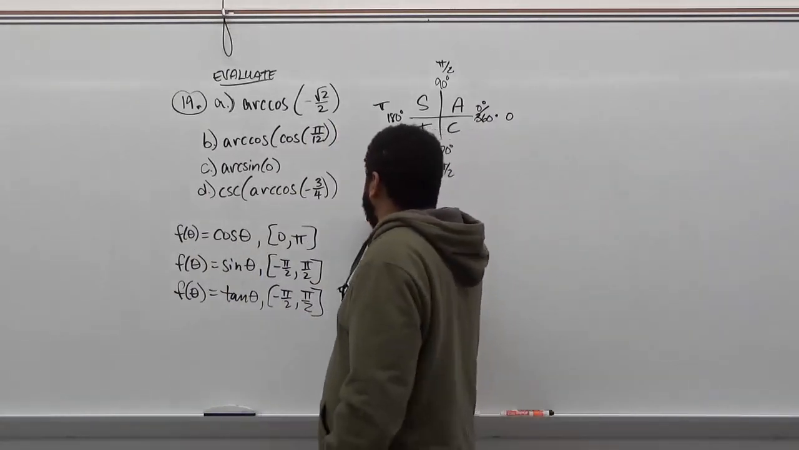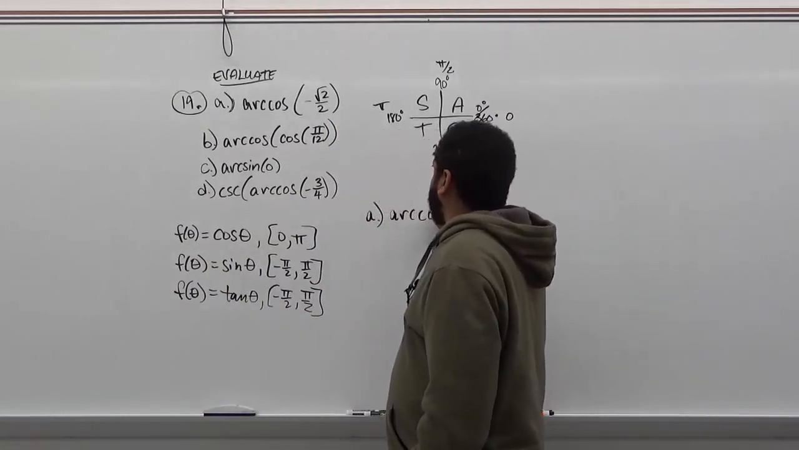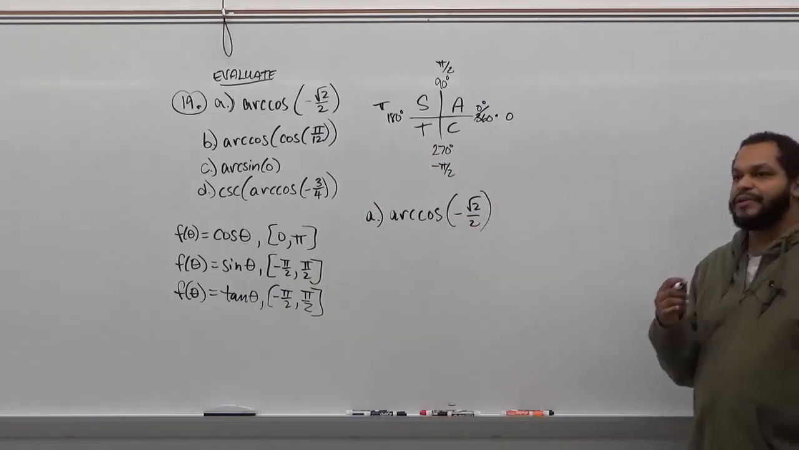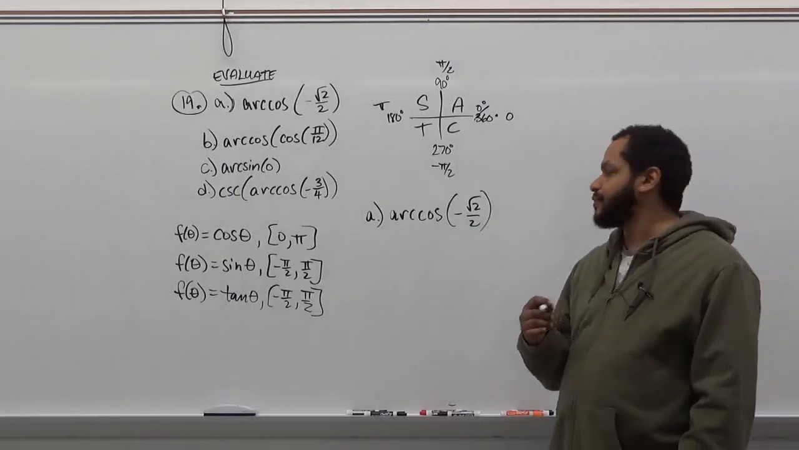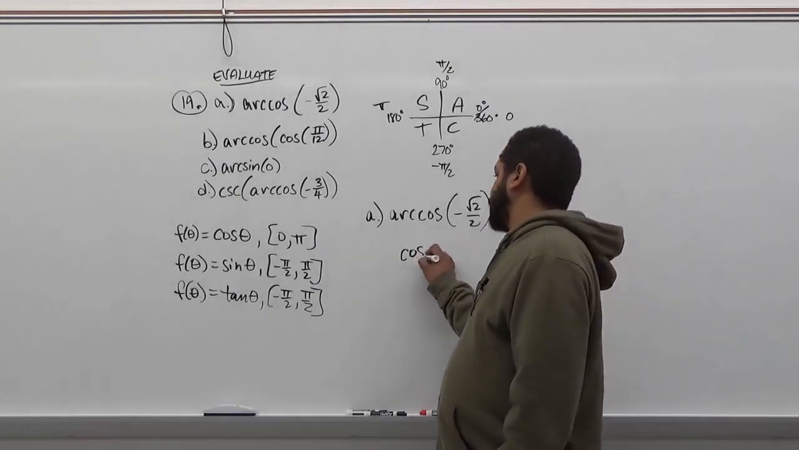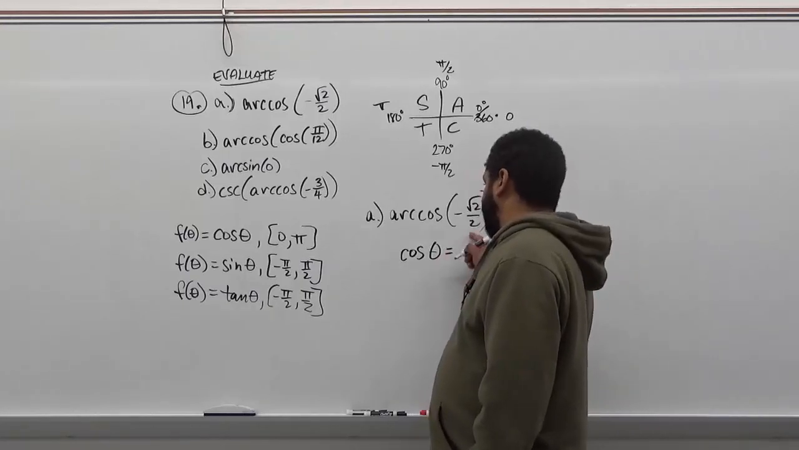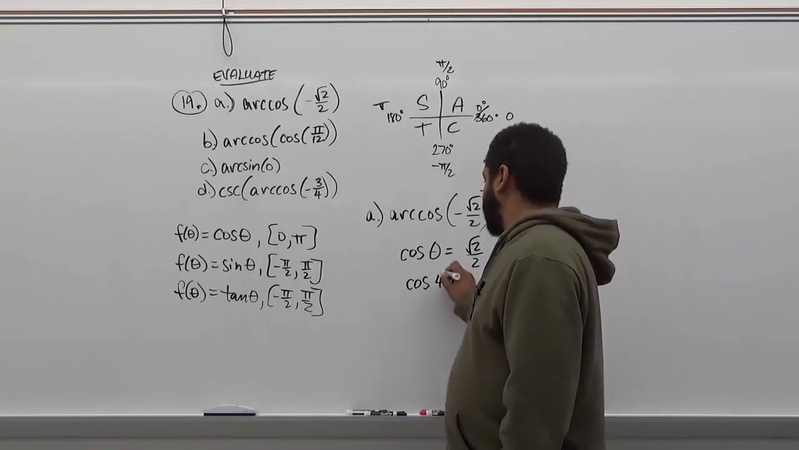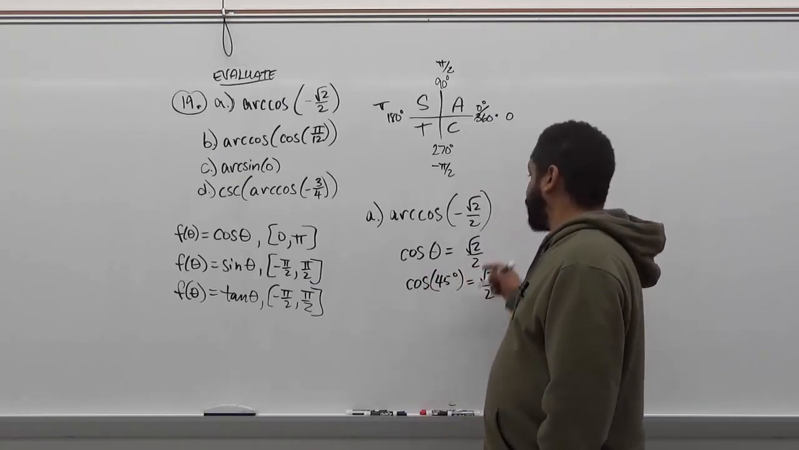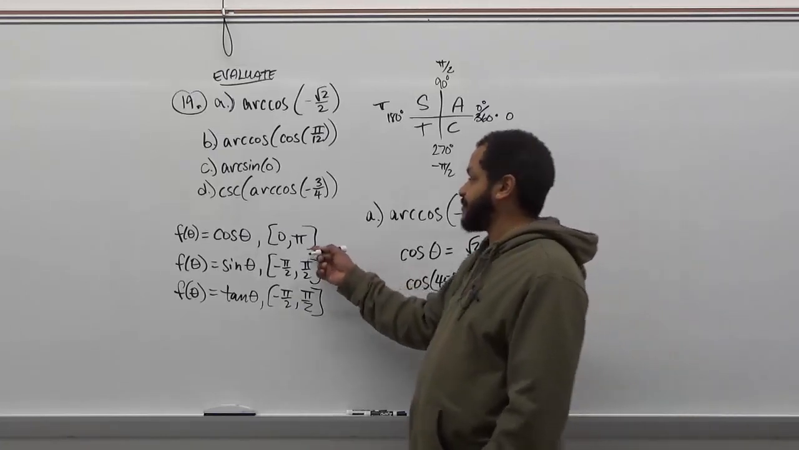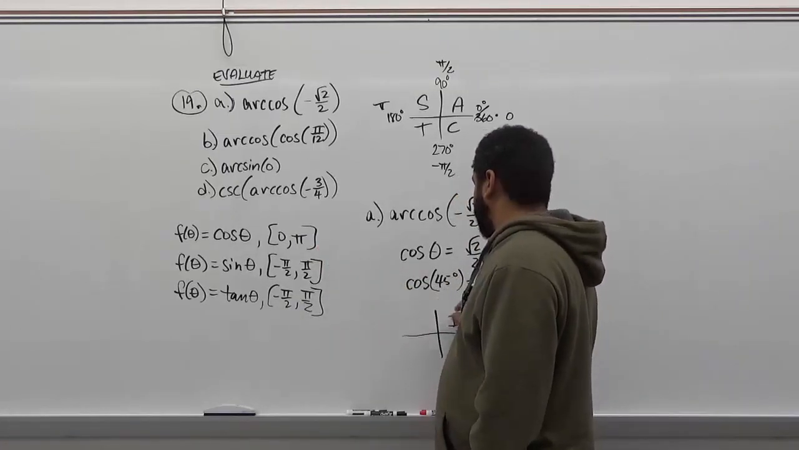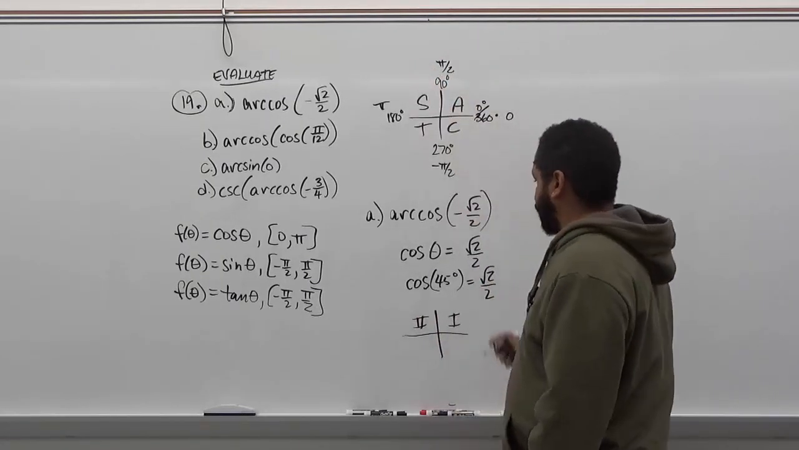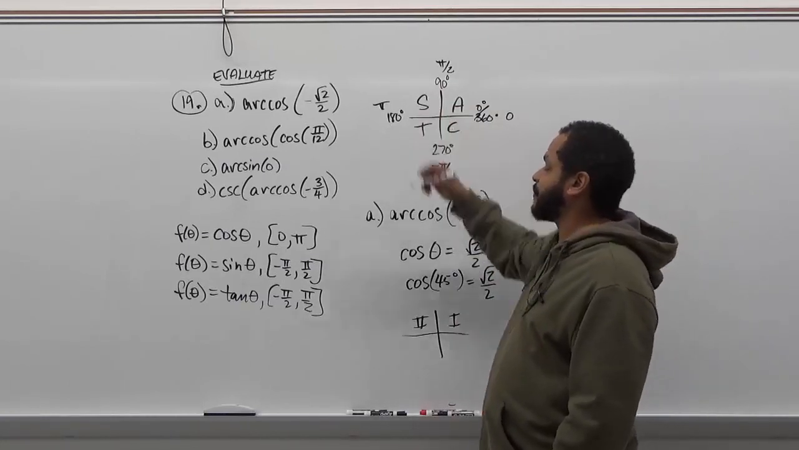So for problem 1, we see we have the arc cosine of negative radical 2 over 2. And what we're thinking is, in what angle do we get cosine to be radical 2 over 2? Of which angle would that be to get radical 2 over 2? That's going to be cosine of 45 degrees. So we have the angle. What we don't have is a sign. And the only possible quadrants we have are quadrant 1 and 2. And the reason for that is cosine is positive in the first, negative in the second.